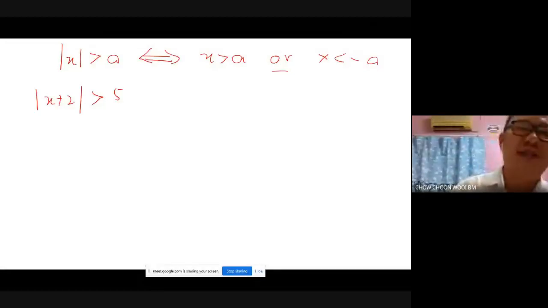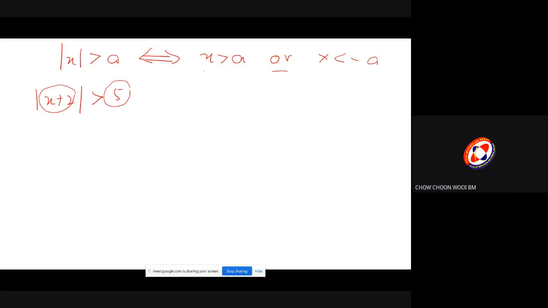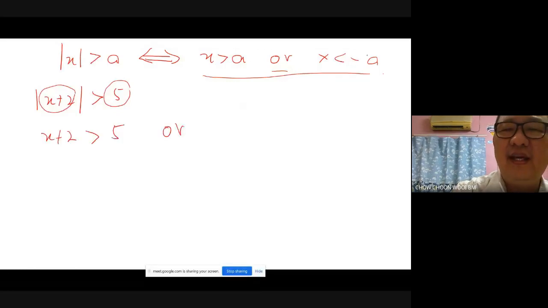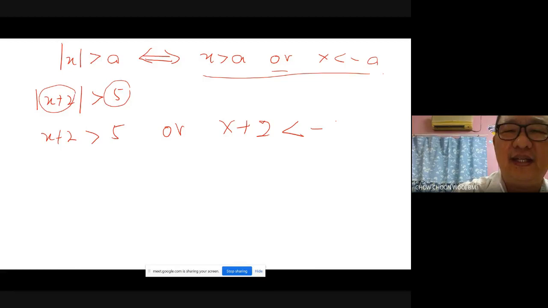Kita sambung. So, the modulus of x plus 2. Ini kita panggil x. Ini kita panggil a. So, for this one, if greater than, we must use this formula. So, we need to write down x, where our x now is x plus 2, greater than a. A is 5. Or, x is less than negative a. So, our x now is x plus 2 less than negative a, which is negative 5.